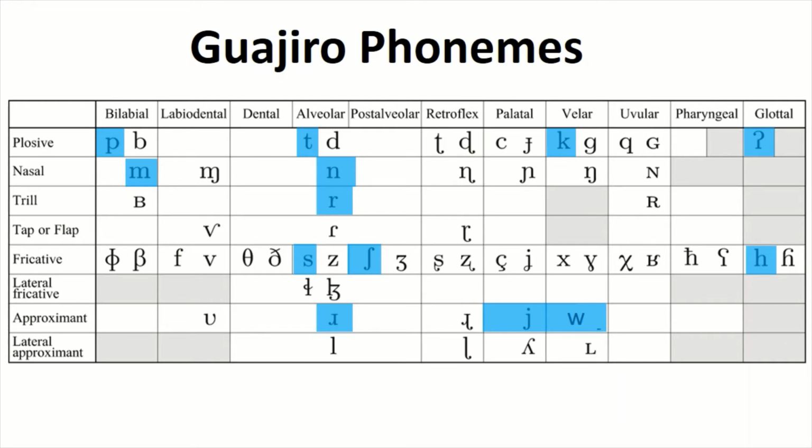It's also worth mentioning that the IPA chart is a representation of actual sounds people make, instead of how they think of them. In this case, the speakers of the language don't draw a distinction between voiced and voiceless variations of these sounds.